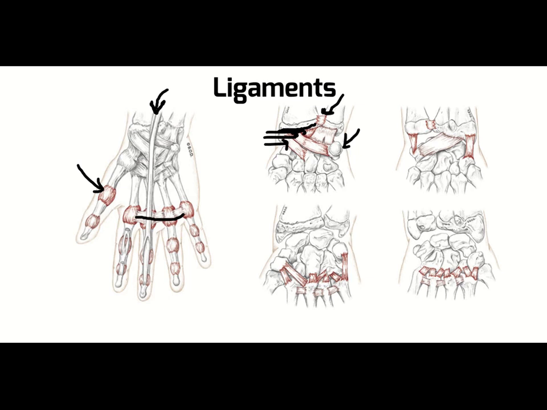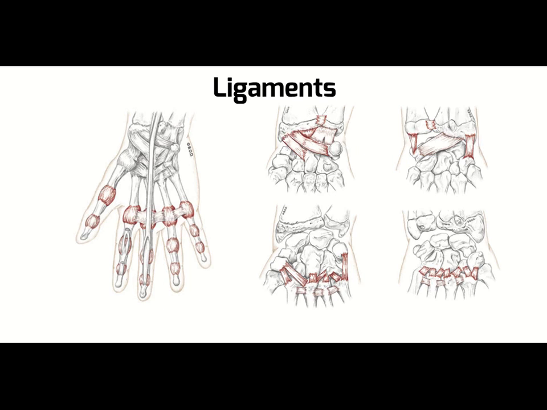Looking at the posterior view over on the top right, we also have dorsal radio-ulnar ligaments that sit on the posterior side of the distal radio-ulnar joint, and then we have a dorsal radiocarpal ligament. Then we have a radial and an ulnar collateral ligament. So here's the radial side, so this is the radial collateral ligament. On the ulnar side, we have the ulnar collateral ligament.